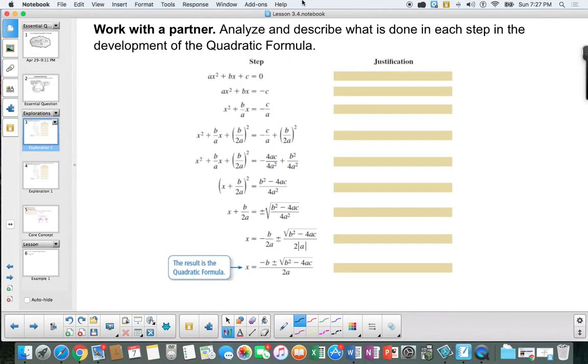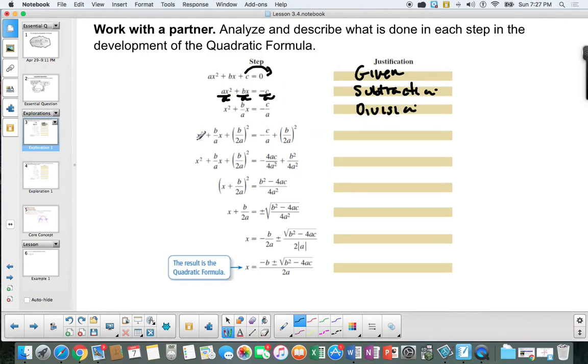You start with the standard form for a quadratic equation, so that's given. Second step is we're going to move the c to the other side, which is going to require subtraction. Our next step is to divide every term by a, so we can get x squared by itself. So this is going to require division.